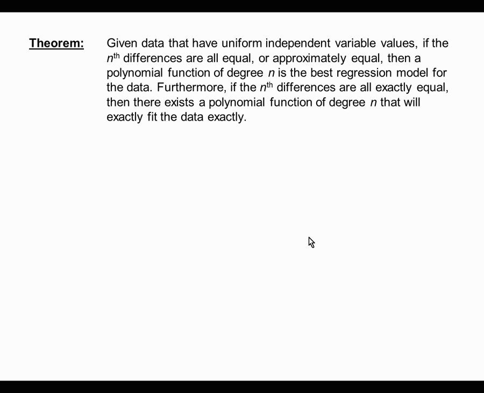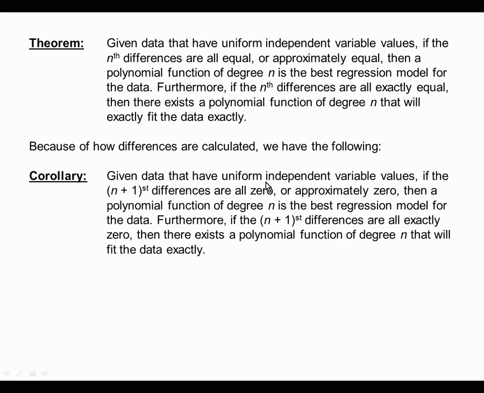Now again, if you think about how we calculate differences, if the nth differences are all equal, then the next differences, called the n plus first differences, would all be 0. So our corollary: given data that have uniform independent variable values, if the n plus first differences are all 0, or approximately 0, then a polynomial function of degree n is the best regression model for the data. Furthermore, if the n plus first differences are all exactly 0, then there exists a polynomial function of degree n that will fit the data exactly.